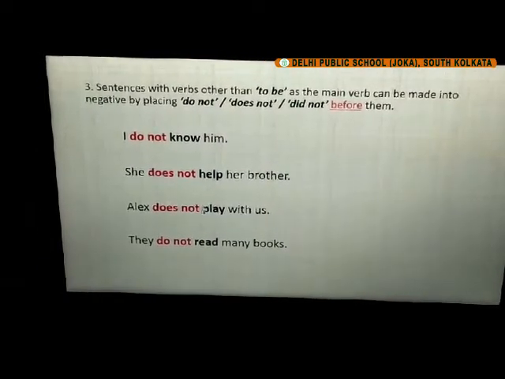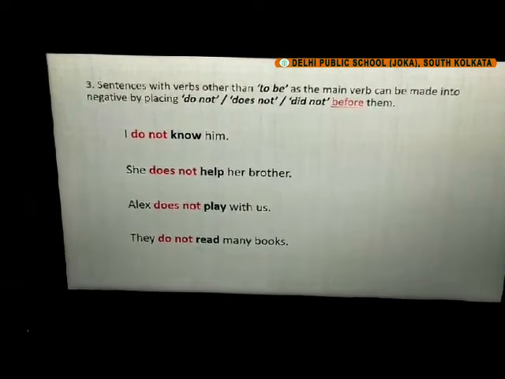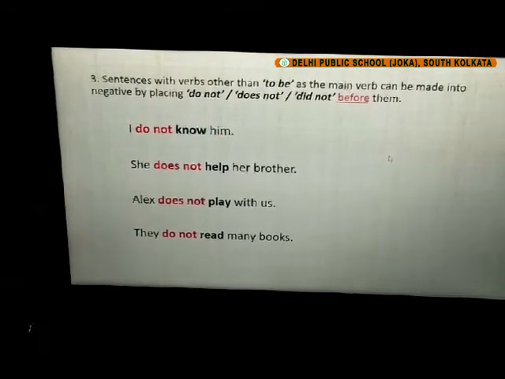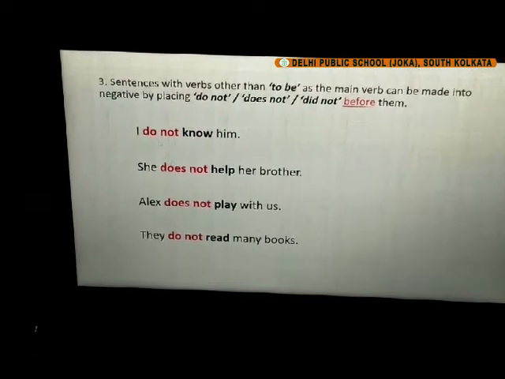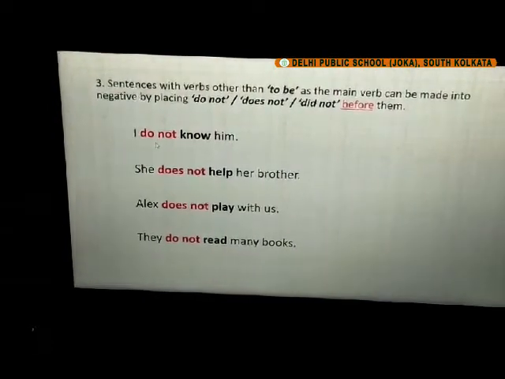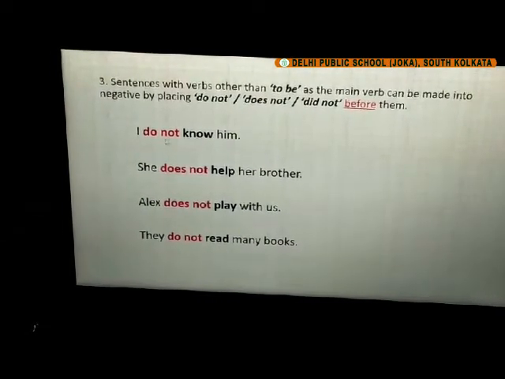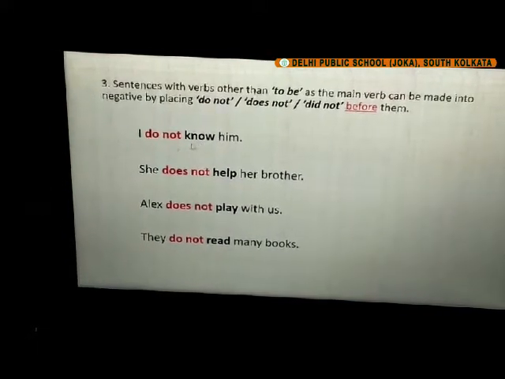Here all the main verbs are highlighted in bold: know, help, play and read. Yes, the principle given here is quite similar to the previous one. You have to add do not or does not before the main verb. I do not know him. So you are introducing do not just before the main verb know.